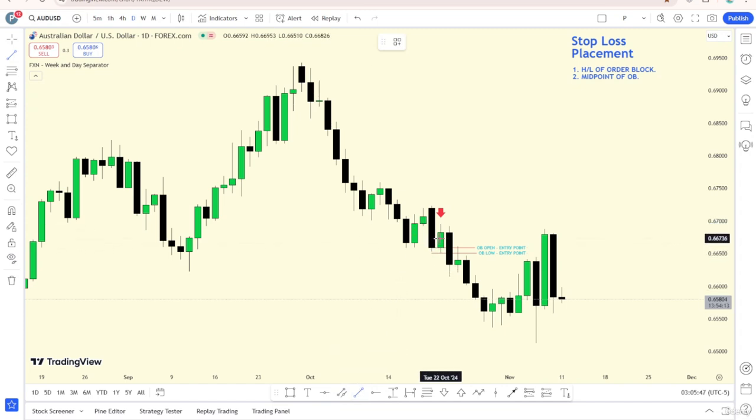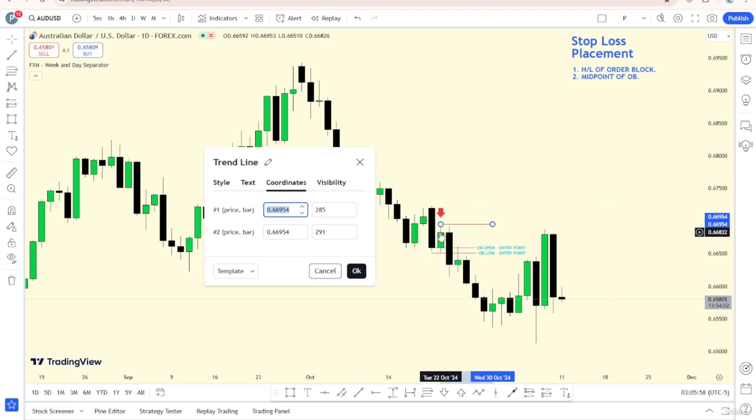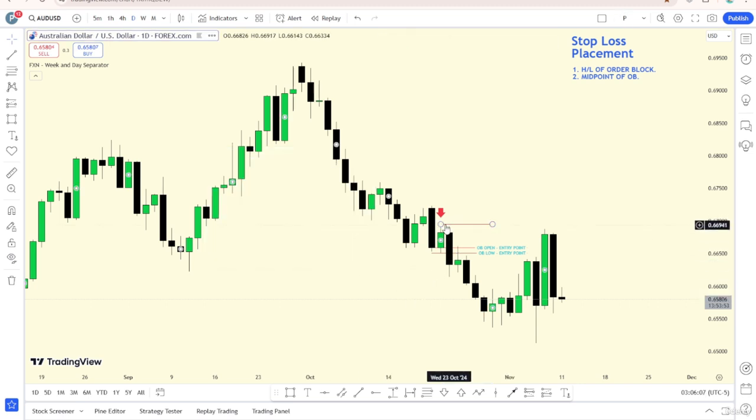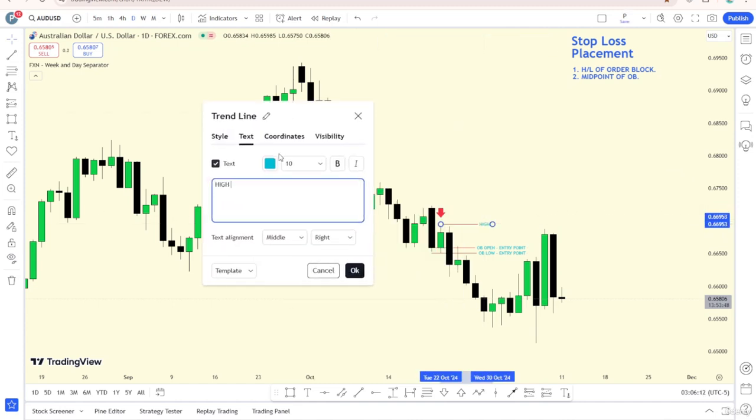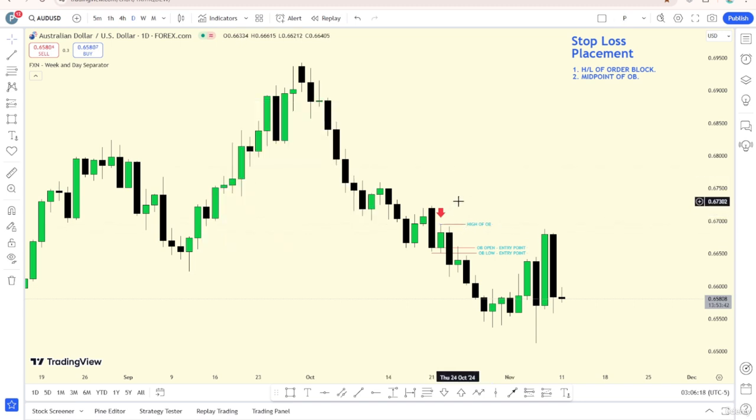If this is the low of the order block you have entered using, what I mean by the high is the high of that candle right there. That high is 0.66953. So that is the high of the order block. This is the high of OB. This is the most conservative place you can place your stop loss, and make sure that you're adding at least 2 to 3 pips for spread. When you've found that high, just make sure you're adding at least 2 to 3 pips for spread.